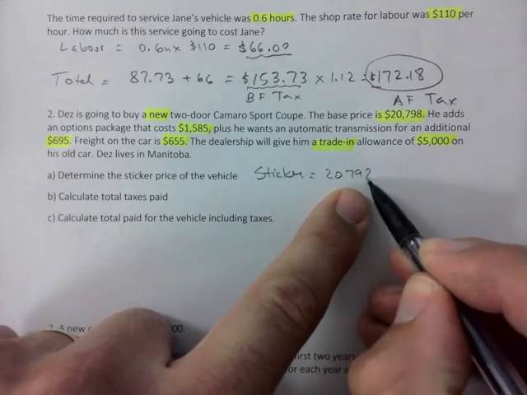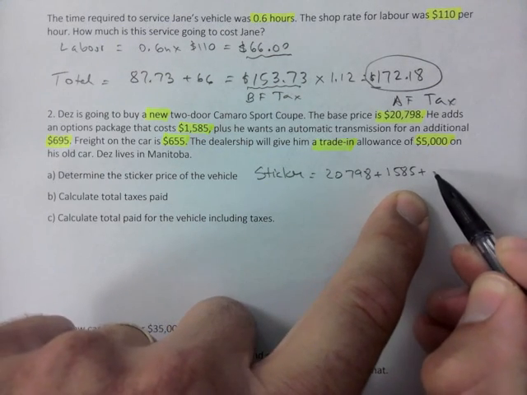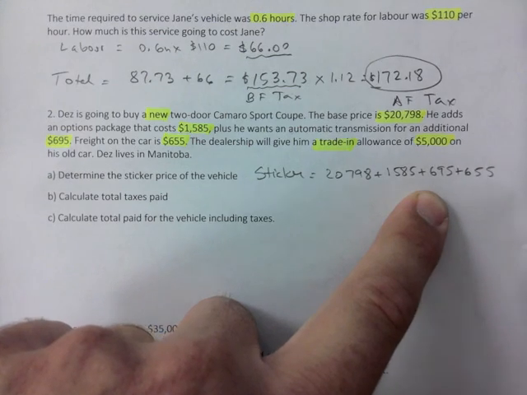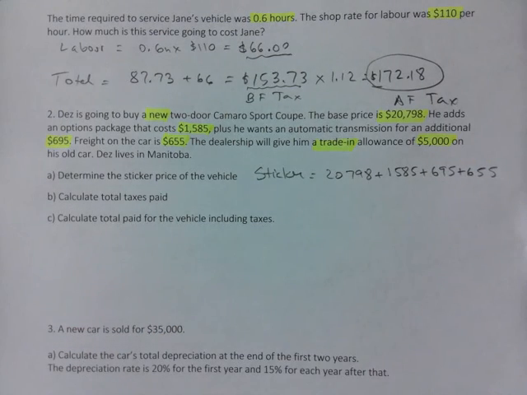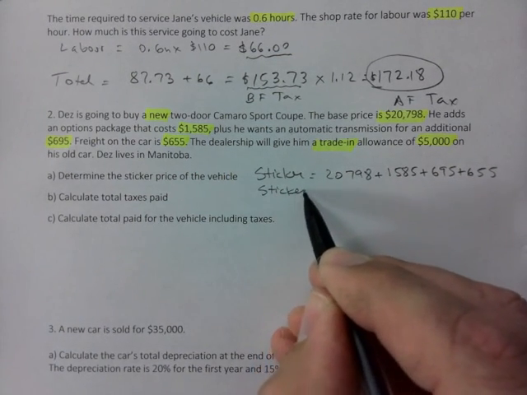20,798, 1,585, 695, 655. What about the trade-in, Mr. Dirksen? Should I come in here? No, not on sticker yet. This is just your sticker price.